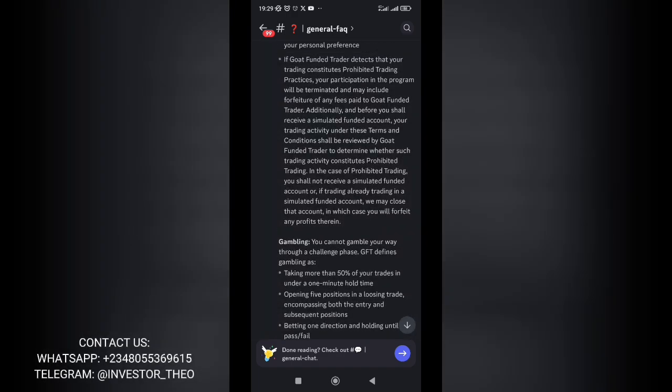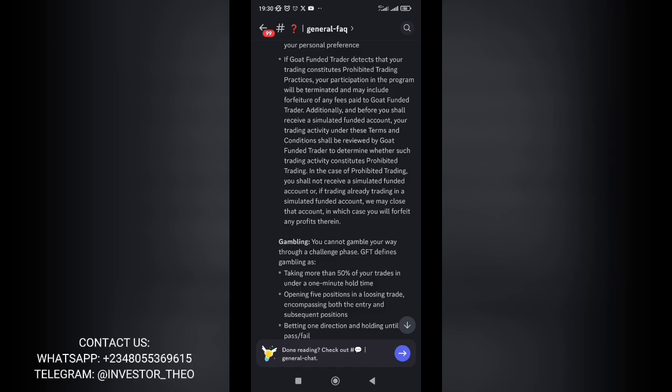Okay. If GoatFunded Trader detects that your trading consists of prohibited trading practices, your participation in the program will be terminated and may include forfeiture of any fees paid to GoatFunded Trader. Additionally, before you shall receive a simulated funded account, the trading activity under these terms and conditions will be reviewed by GoatFunded Trader to determine whether such trading activity constitutes prohibited trading. So yes, I went through the verification stage, so they verified my account, trader stage.